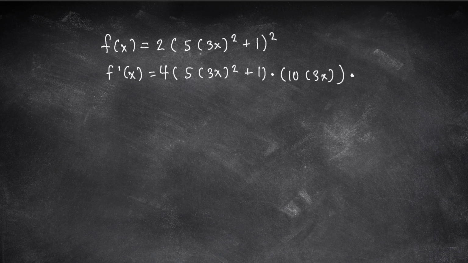And then finally, we have one more parentheses inside. We have our 3x. So we need to chain our 3x. So the derivative of 3x is 3. So overall, our chain rule gives us the derivative 4 times 5 times (3x) squared plus 1, times this is just in parentheses, so 10 times 3 times this 3, that's got to be 90x. And you can simplify that even more by 4 times 90 is 360, so that's 360x times 5 (3x squared plus 1). But you could just leave it like this because it's already long enough.